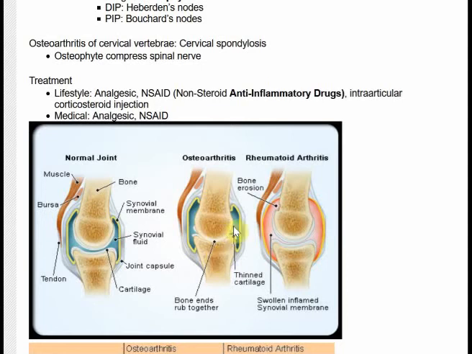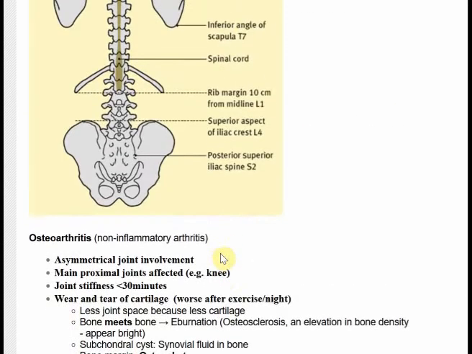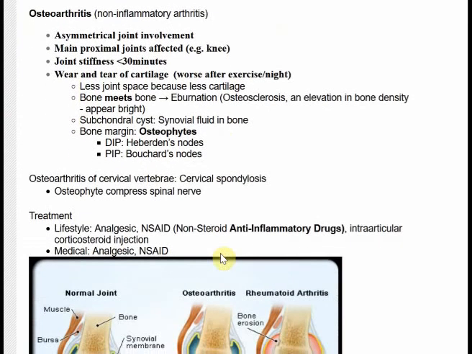What can happen on an x-ray is you also have fluid going in, so you can have subchondral cysts. Chondral is cartilage, so when you have bone wearing on bone, sometimes this synovial fluid can get in and form a subchondral cyst, so a below-cartilage cyst. So that is non-inflammatory arthritis. It tends to be worse after activity.